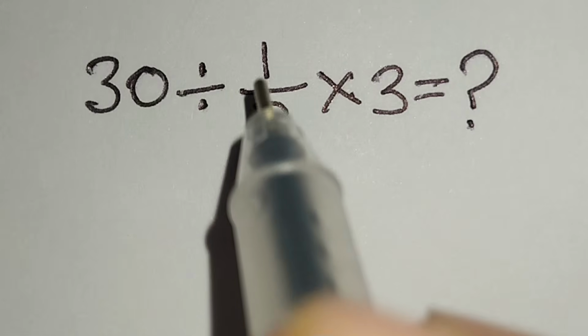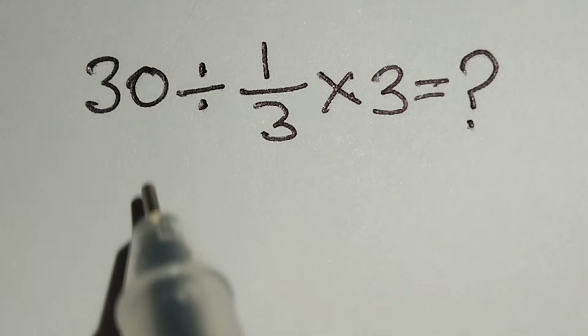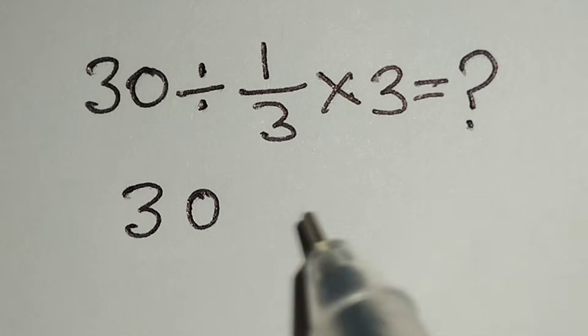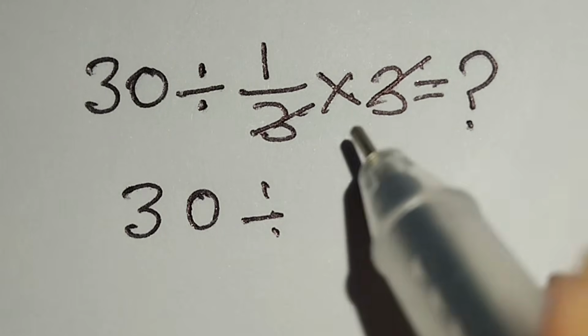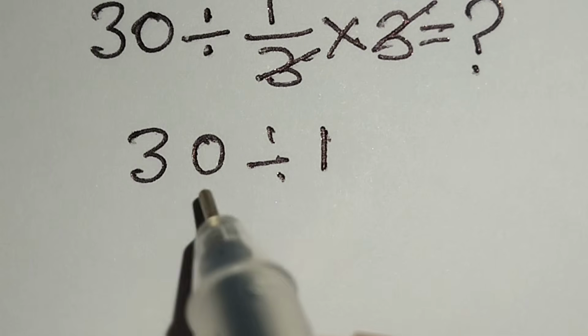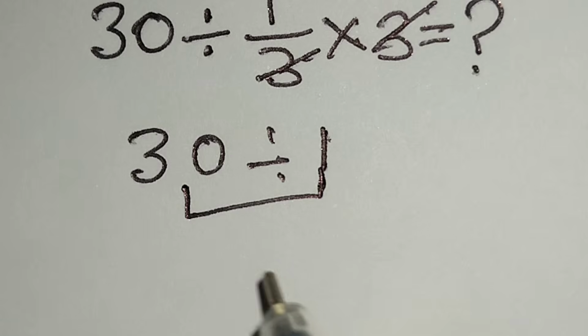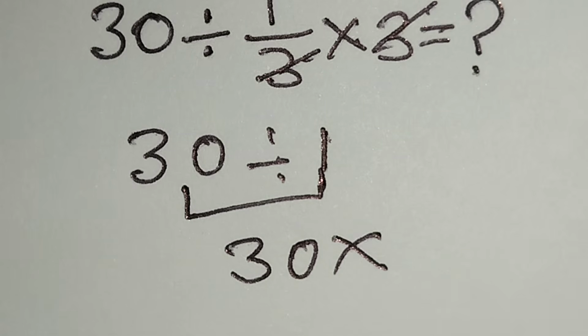30 divided by 1/3 multiplied by 3 equals what? Here this 30 division, this 3 and this 3 cancel out. Here this 1, here 30 division 1 gives us 30, but this answer is not correct.